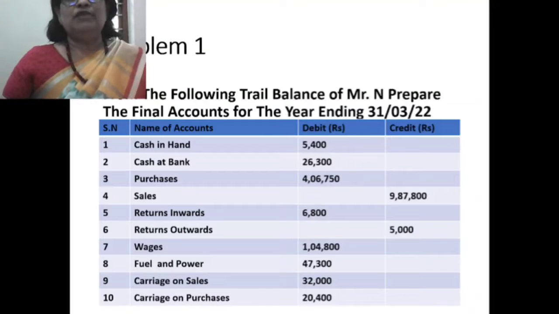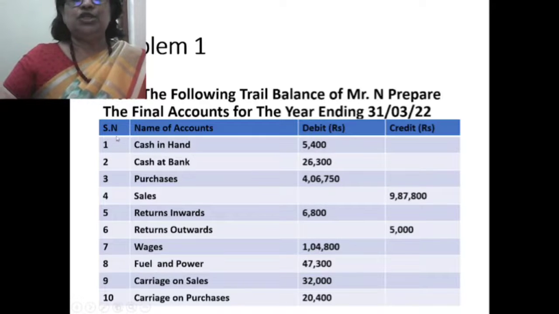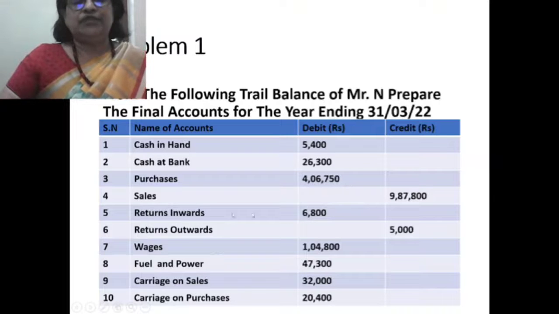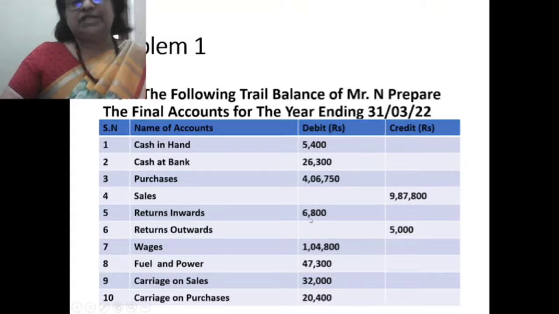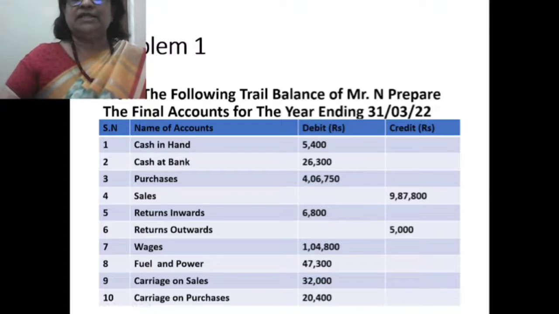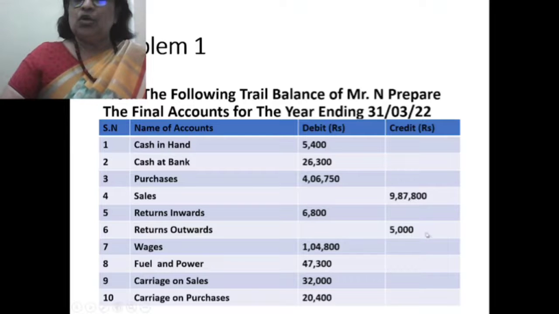First problem we'll see. From the following trial balance of Mr. N, prepare the final accounts for the year ending 31/3/22. Cash in hand 5,400, cash at bank 26,300, purchases 4,06,750, sales 9,87,800, returns inwards, this is sales returns, 6,800, returns outwards, this is purchase returns, 5,000.